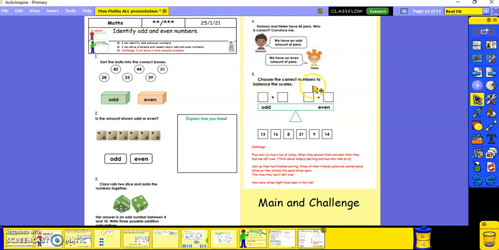Some of these questions need a bit of thinking about, and you might need to try it out a few times to work it out, especially this one here, where you need to balance it. It's no good just picking 2 numbers and picking another 2 numbers. Your seesaw must be balanced, so it must equal the same amount on each side. Don't forget to explain how you know in this box for question 2.